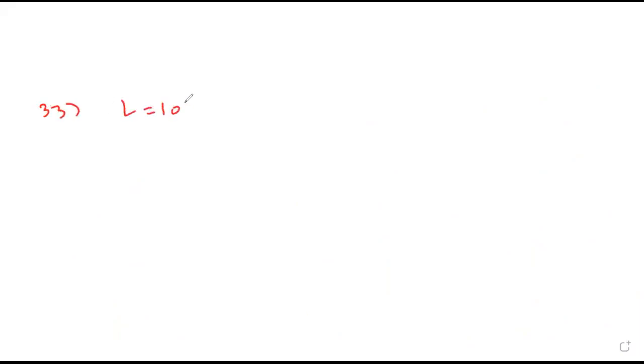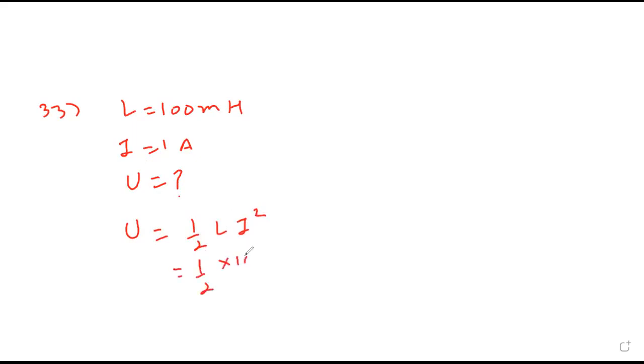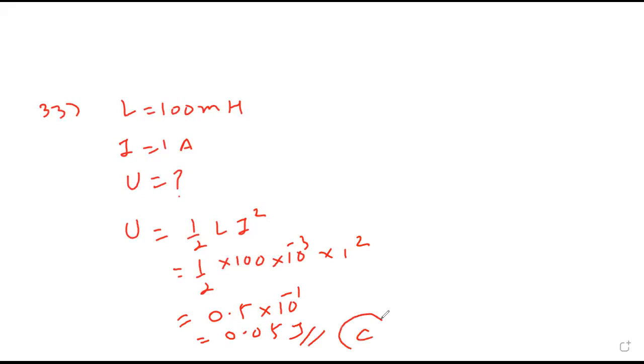A 100 millihenry coil carries a current of 1 ampere. Energy stored is how much? You try this. Energy stored is half L I square. Please substitute and tell me the answer. Convert 100 milli into only Henry. Tell the answer now.